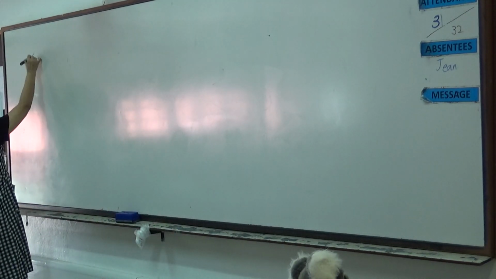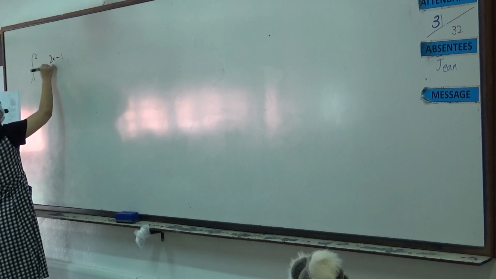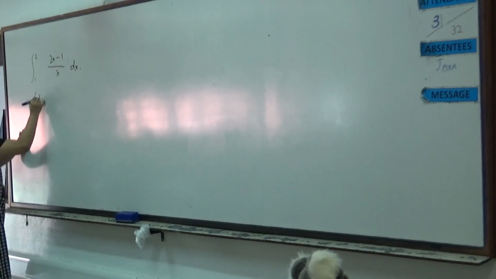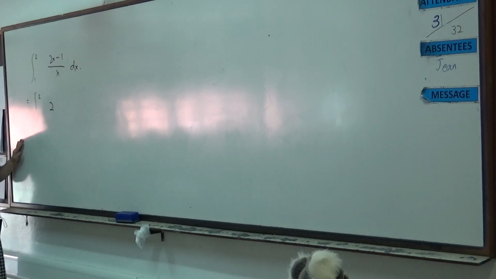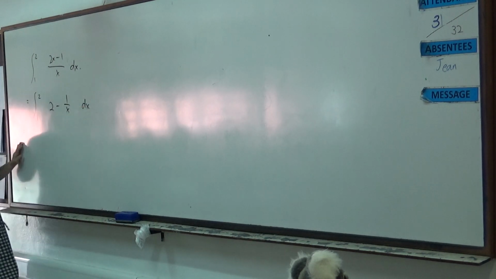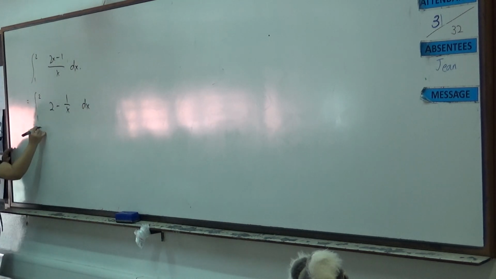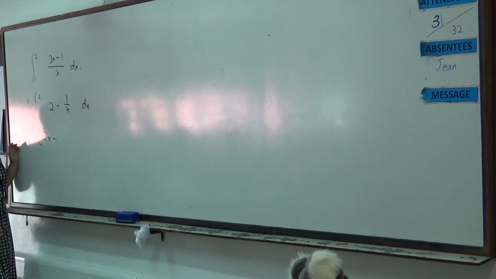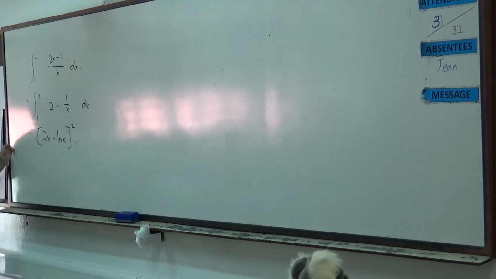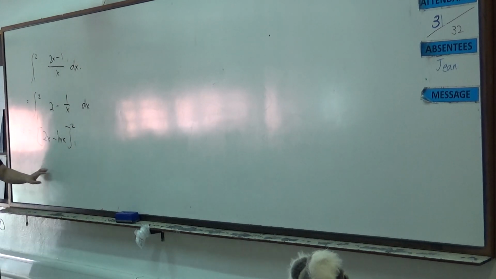I'm integrating from 1 to 2, 2x minus 1 over x dx. Now, obviously, this one we cannot do immediately. Am I right? Okay, now all of you look out, I got to rewrite. This one is just 2, right? Minus 1 over x. Alright now. So when I integrate, it becomes what? 2x minus ln x, right? Alright? So let's put this in.